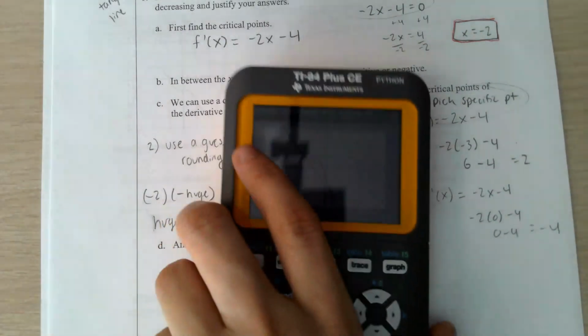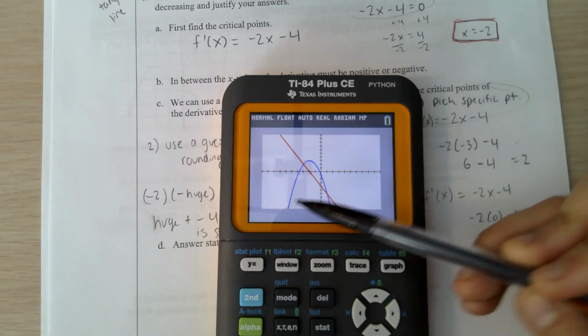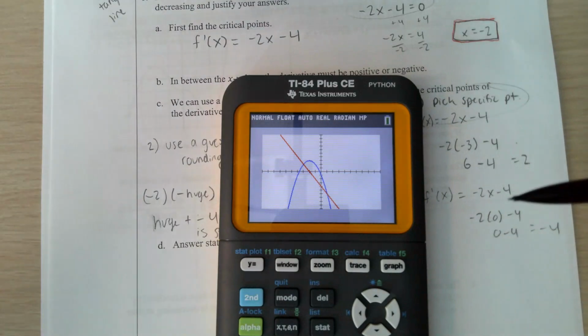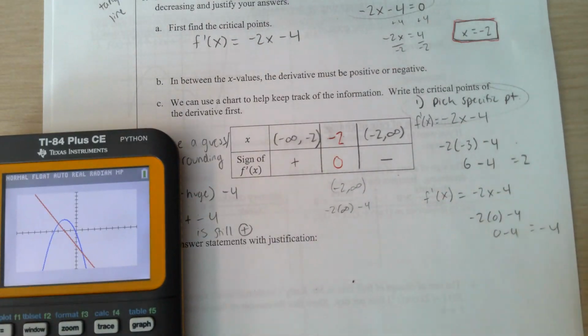Nice. Okay, so let's look at the graph. This is the original graph. This is f of x in blue, and this is f prime of x in red. So you can do it with graphing, but you want to be able to do it without graphing. So that's why calculus is important.